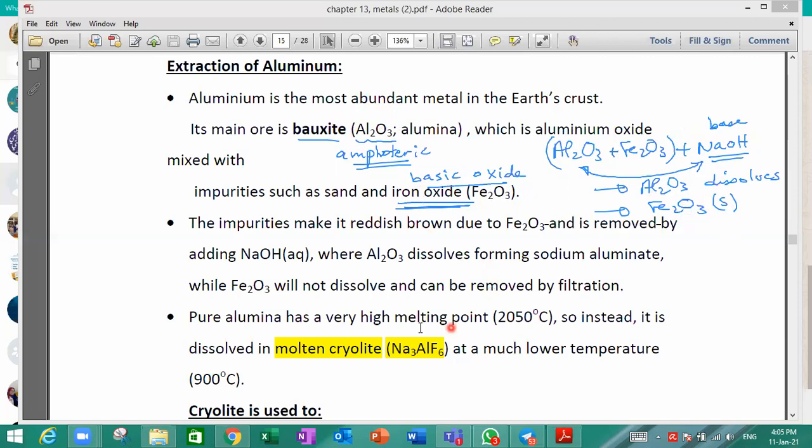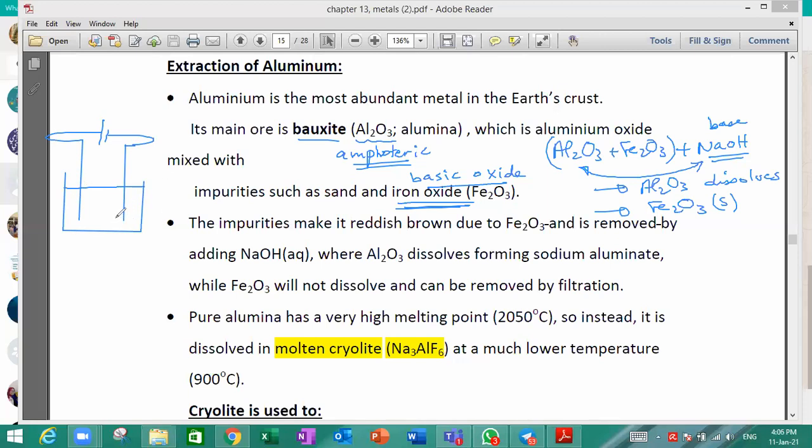Now, after that, we say that alumina, which is the aluminium oxide, has a very high melting point, which is 2050. We said before that if we want to make electrolysis, we should melt the salt before we do the electrolysis. Before performing electrolysis, we have to use molten salt. This is a simple drawing for electrolysis.